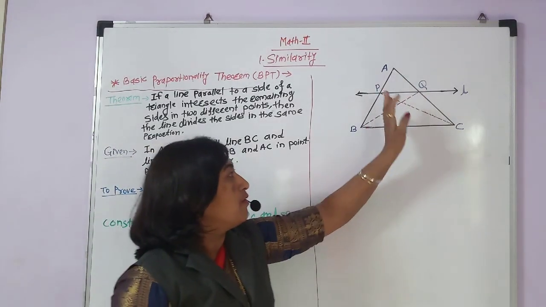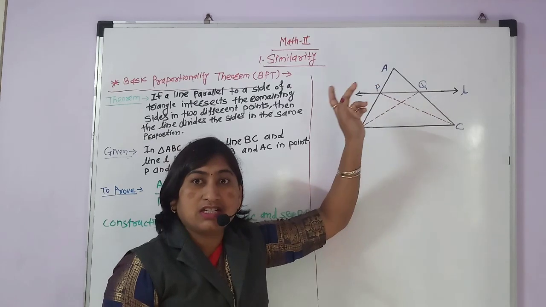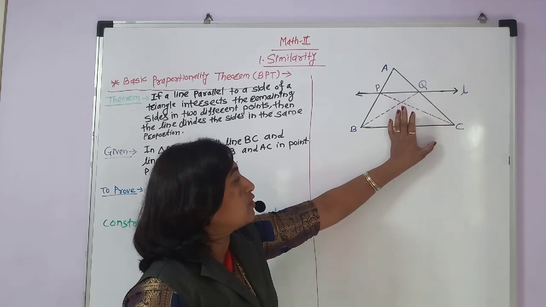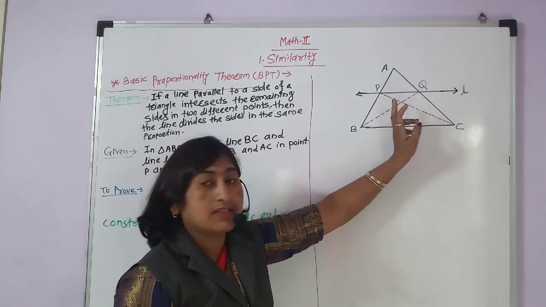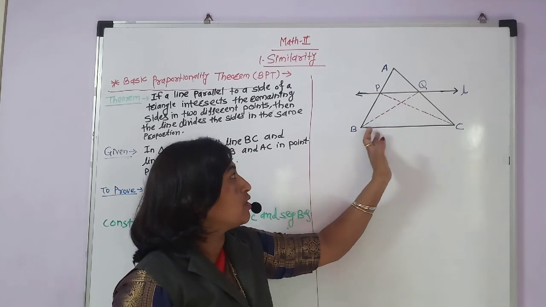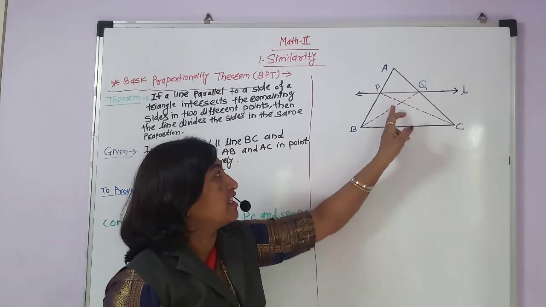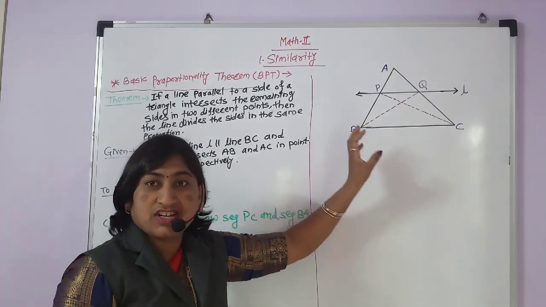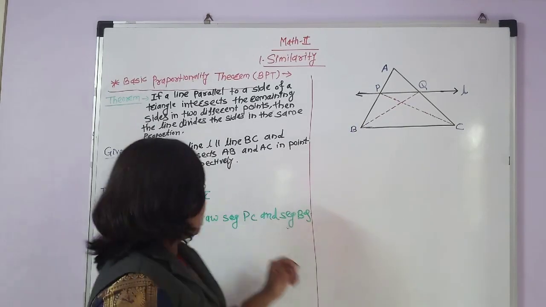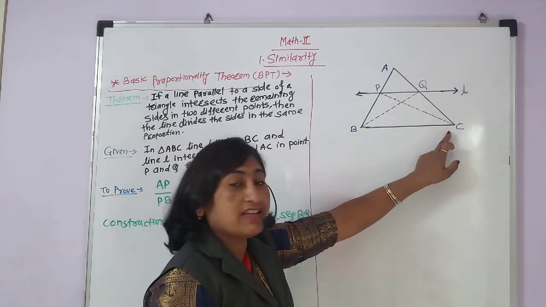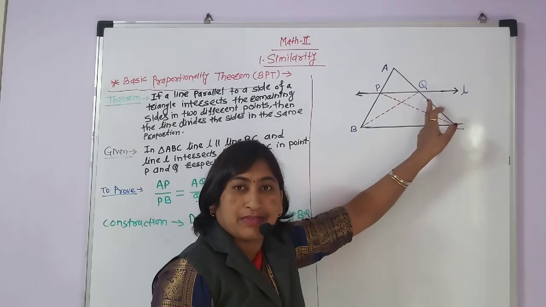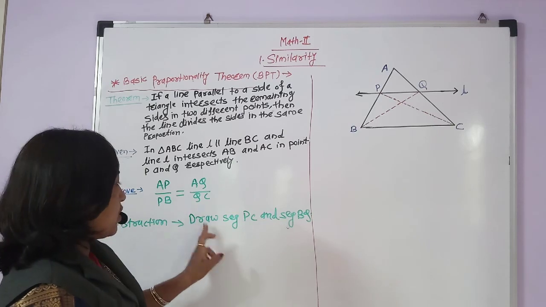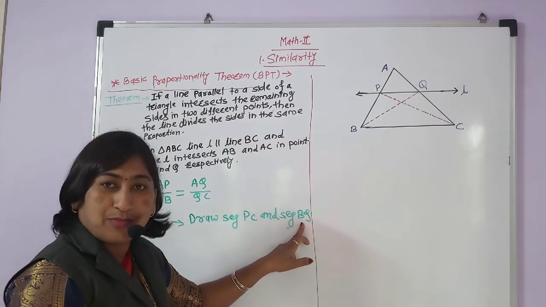Again, see this, we draw the construction here. We join these points P and Q, and we get the secant PC and also the secant BQ, by joining these red dotted lines in this figure. So we write the construction for that theorem: draw secant PC and secant BQ. This is our construction.